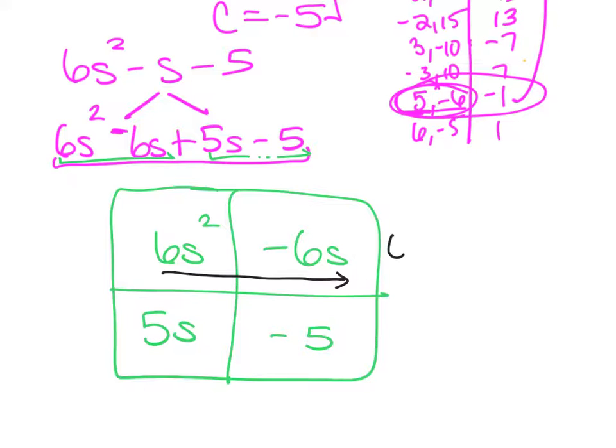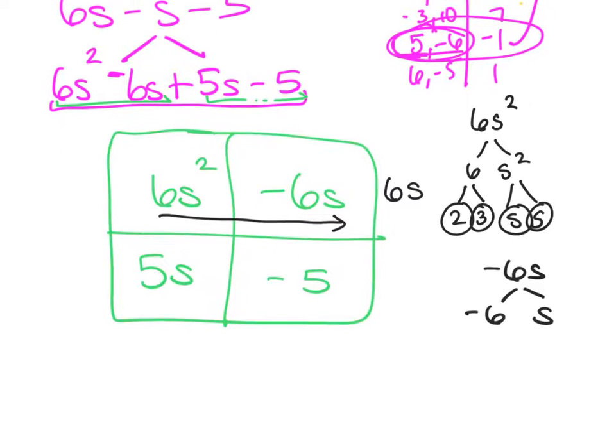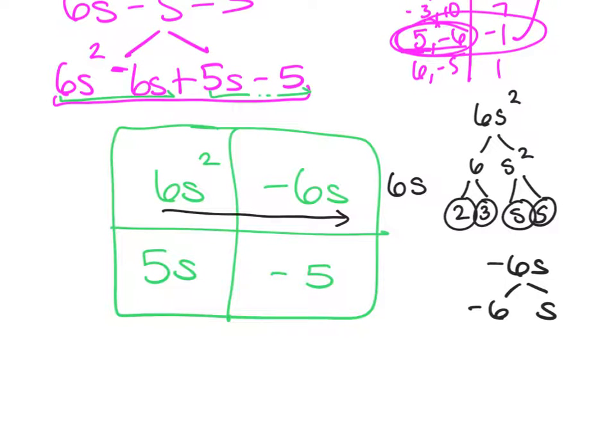I'm going to factor out a 6 and an s. Right, again, if you want to do your factor tree, 6s squared is 6 and s squared. 6 breaks up into 2 and 3. S squared breaks up into s and s. If you have negative 6s, I get negative 6 and s. And then this would break up into negative 1 and 6, 2 and 3.